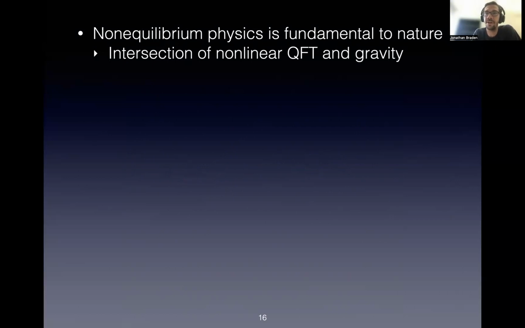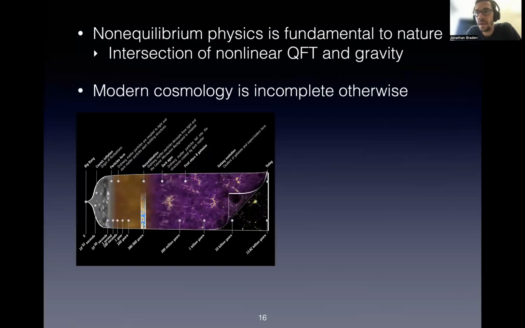And also in the early universe context, this is a regime where we have an intersection between nonlinear quantum field theory and gravity. So it's potentially giving us a window into the way that quantum gravity works, in much the same way that inflation gives us a window into sort of linearized quantum gravity. Okay. If the theory motivation doesn't appeal to you, well, I would say there are other reasons. So our current standard model of cosmology is incomplete if we don't understand these things.